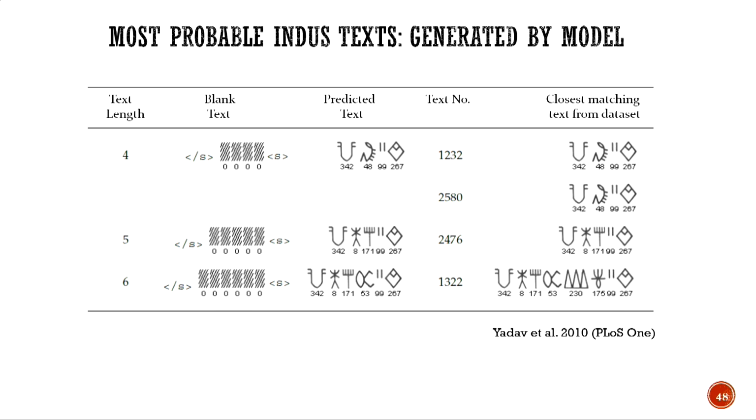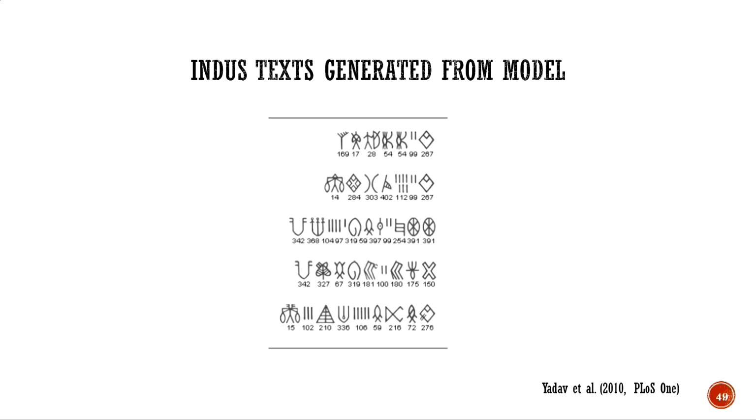You see that in case of text of length 4 and text of length 5, we could find an identical match in the corpus. These were the texts which were identical to this. But in case of 6, we didn't find an identical match. This one, 2, 3, 4, 5, 6. We found a match which had 2 signs interspersed in that. But the overall pattern was that. These were some more texts which were generated from the model.